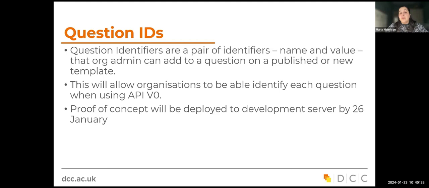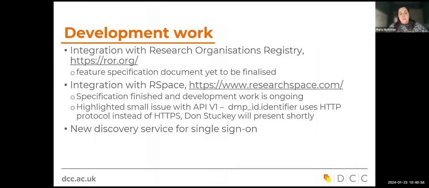This will be available to all organizations if they see fit to actually use it. But yeah, this is an additional mapping, making the API v0 slightly more flexible for research organizations. And then finally, Diana, do you want to move to the next one?